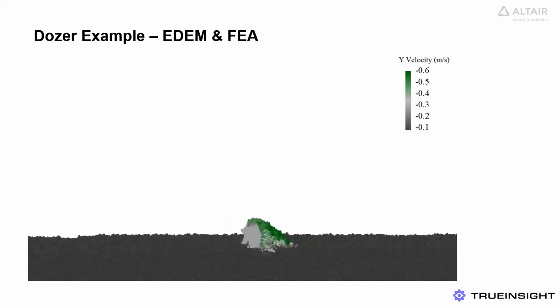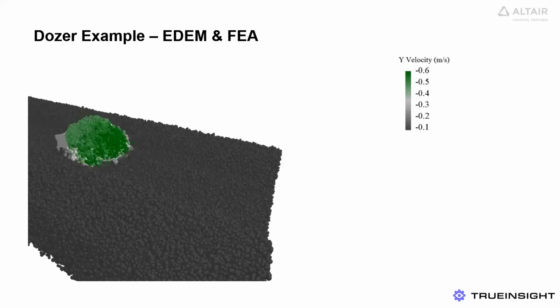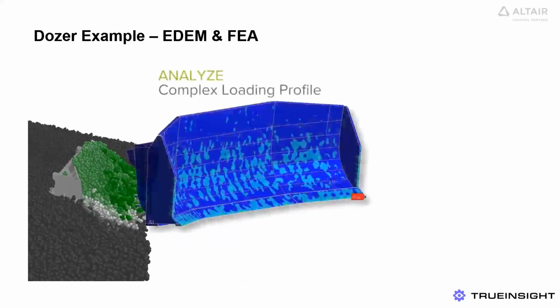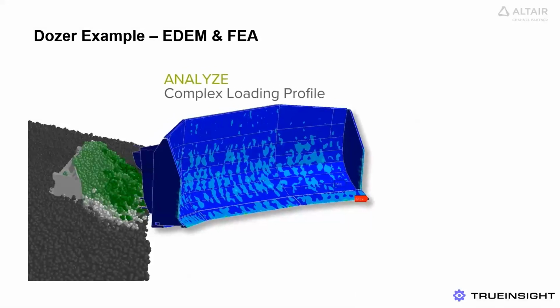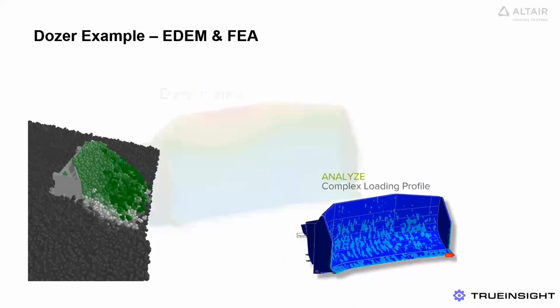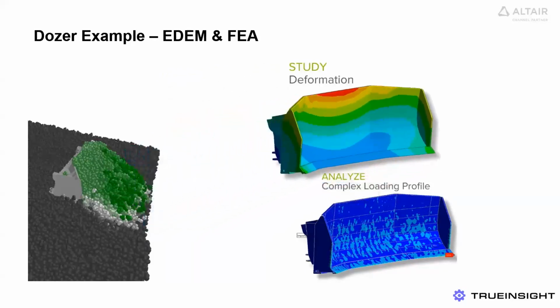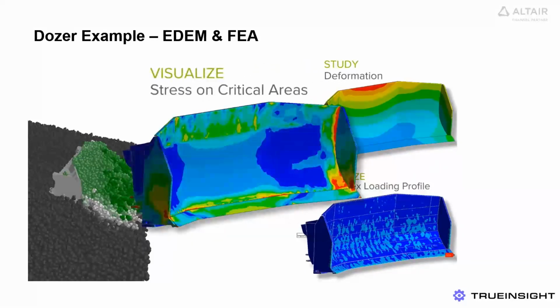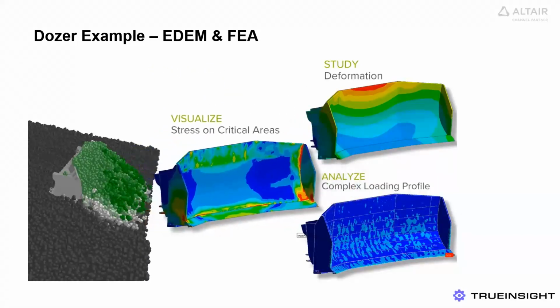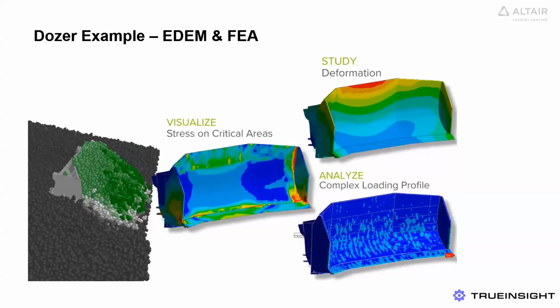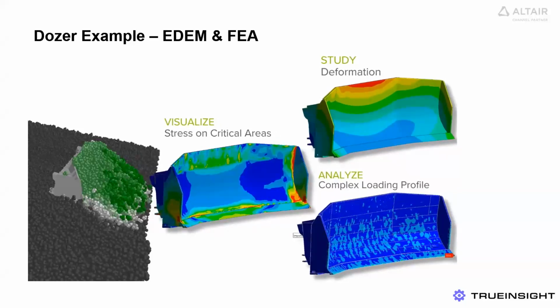In this video, you can see the dozer blade in action and the type of analysis possible. After the dozer has finished its traverse of the material bed, the data is then time analyzed in an FEA package. So first of all, we can see the loading profile, then the deformation that this might cause, and finally, the critical stress acting on the blade.